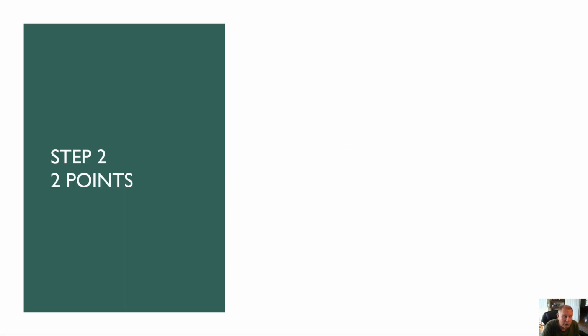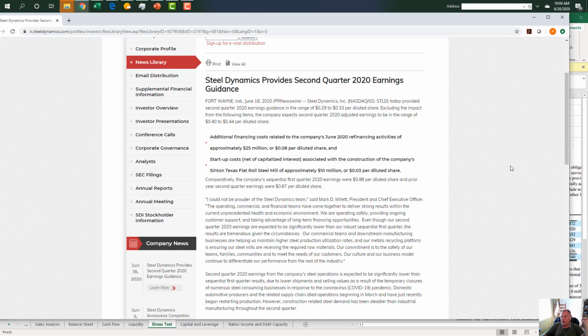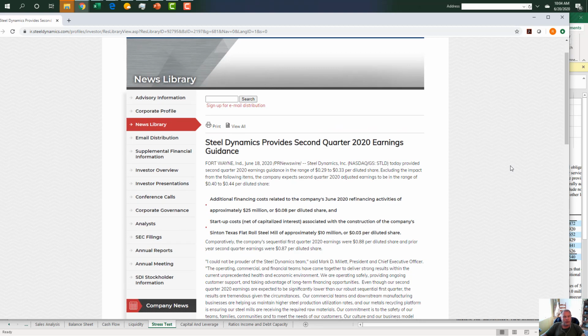Step 2 is, what has the company said about the impact of COVID-19 and its impact on their financial sustainability? Summarize them. Okay, the most recent one that I found, you're going to go to the website of the company, and we're going to take a look at what we can find. So we're looking for fairly recent documentation that will talk about earnings that just occurred and they're reporting on, update to investors, or to provide guidance for the future. And on June 18th, which was just a couple days ago, they gave guidance.